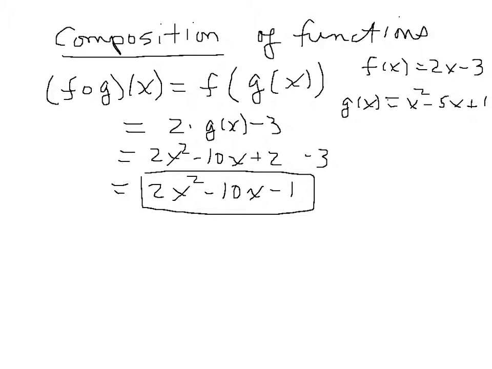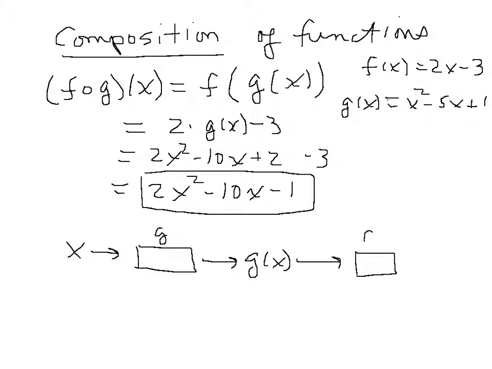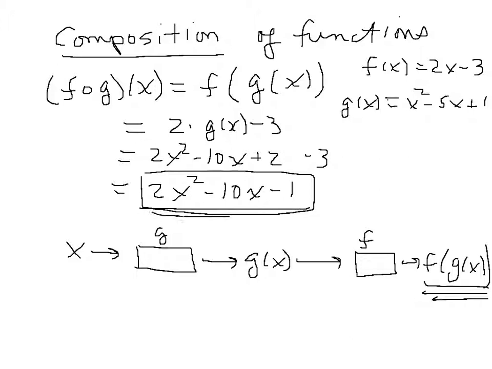Right? So it's kind of like this. x comes into a machine called g, and out pops g of x. That then, in turn, goes into a machine called f, and out pops f of g of x. And f of g of x is simply 2x squared minus 10x minus 1. Okay? Now, a lot of students will think, well, f of g of x and g of f of x are the same. Let's go through the work and show that they're not the same.